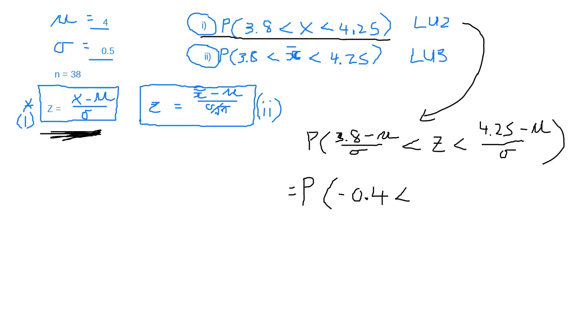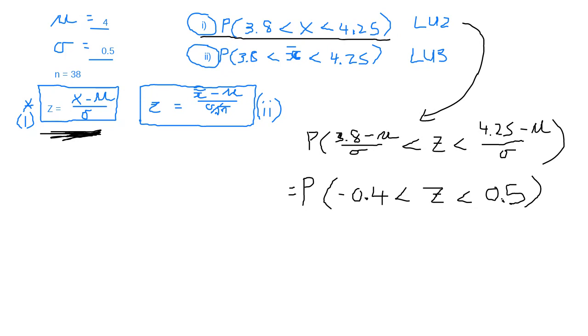Anyone? You can do that now. Less than z, less than. The right side will be 4.25 minus mu, which is 4, divided by sigma, which is 0.5. Excellent. Thank you, Danny. Very good. All right, 4.5. So that's what we get for the first question.